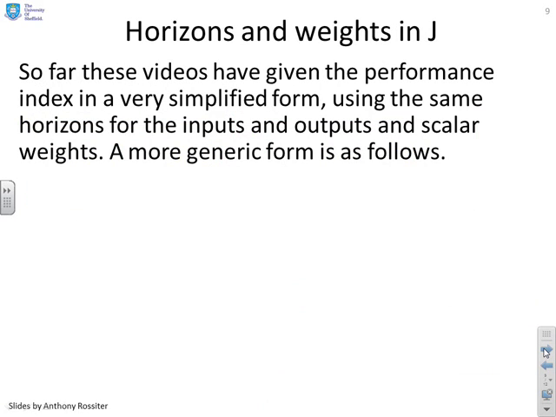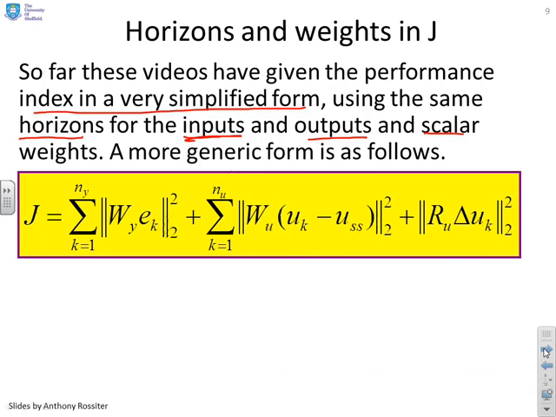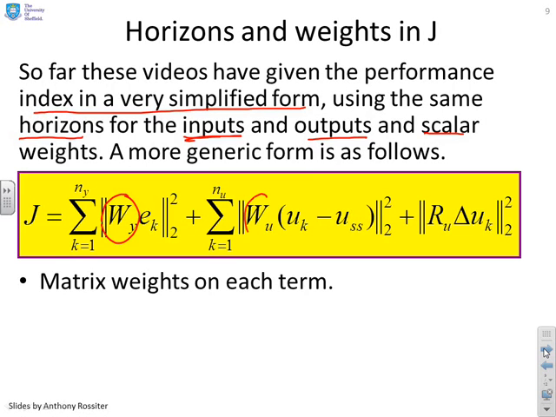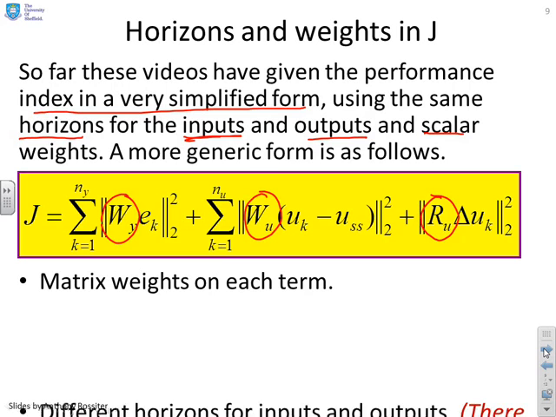Now, so far in these videos, we've given the performance index in a very simplified form. We've used the same horizons for the inputs and the outputs, and we've used scalar weights. If you want to be a bit more generic, you can come up with something like this. And what do you notice? You'll see we've got matrix weights on each term. So if you assume that E and U are vectors, then you might want to put different weights on different tracking errors and different weights on different deviations in the input and different weights on the rates of change of the inputs.